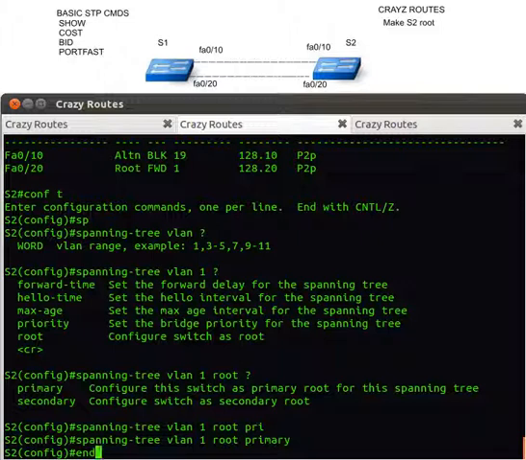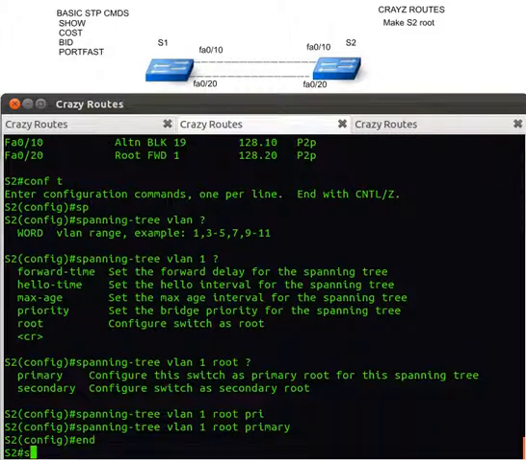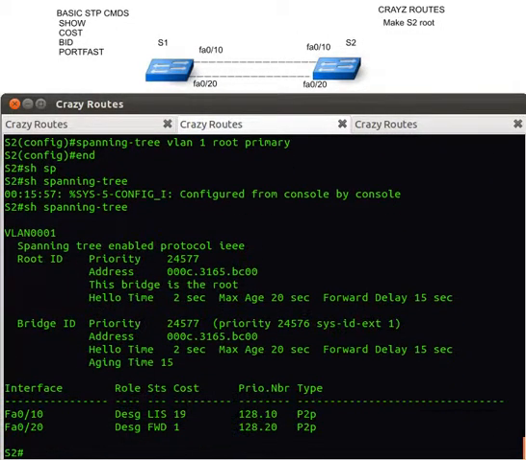Spanning tree VLAN 1 root primary. Show spanning tree. As you see, this bridge is the root. The priority has changed. You see how that priority changed? It was 32 earlier. Okay.